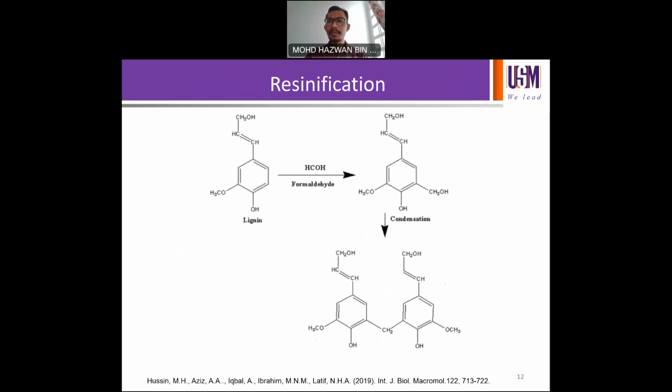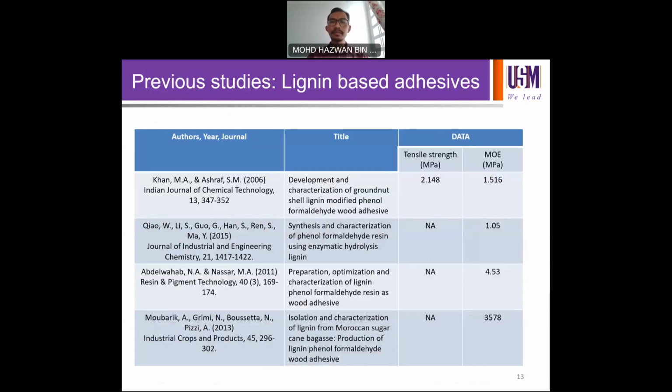Therefore, what we have proposed as well is to replace phenols with lignin, and at the same time replace formaldehyde with glyoxal. So in the end of the day, we are producing a greener, less toxic wood adhesive. The basic concept of resinification is the same. You have active reaction sites in the lignin structure, mainly for guaiacyl and also H functionalities. Then condensation, or the formation of methylene bridges, can take place.